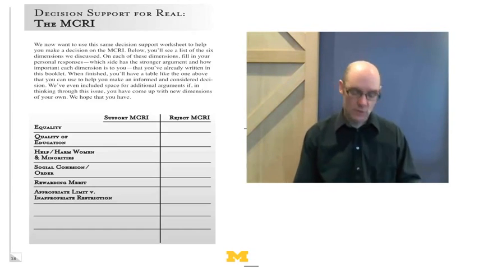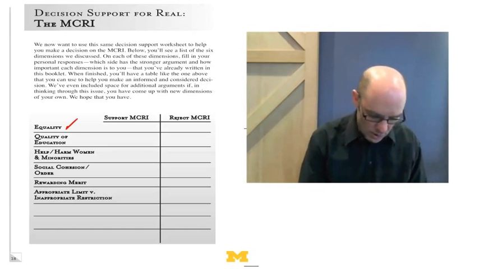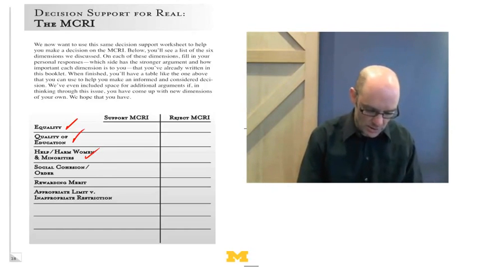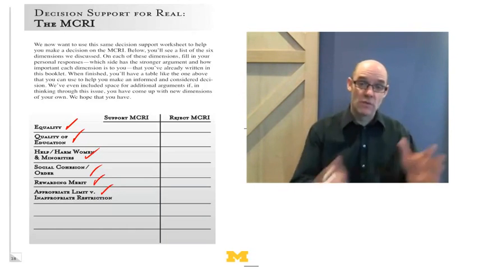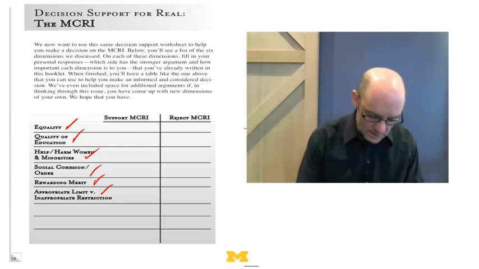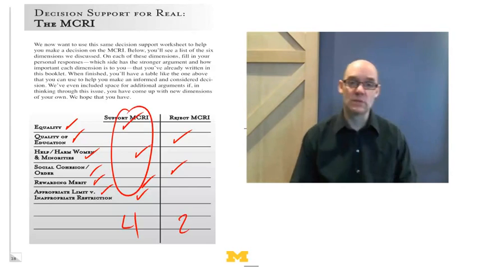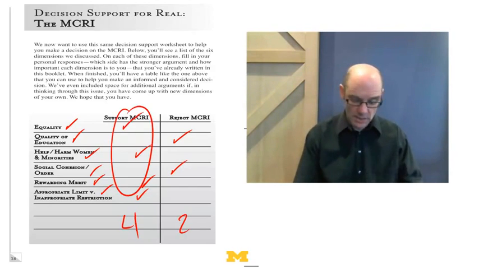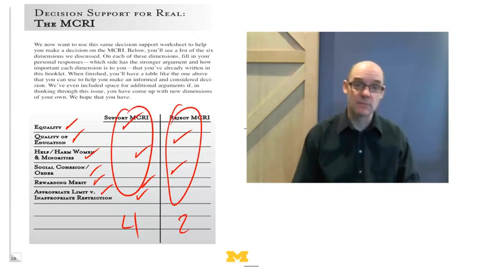For each of the different dimensions of this issue, such as how it was going to affect equality, the quality of education, help or harm to women, social cohesion, rewarding merit, and whether it was an appropriate limit or not, we wrote a guide that laid out the argument for the MCRI and against the MCRI. Then a person could go down each of these dimensions and say, I'm in favor of the MCRI, I'm against it, and so on, and then count up the columns and say, okay, there are 4 reasons why I should support it and 2 reasons why I should be against it. Or alternatively, someone might read through these and say, boy, on every one of these dimensions, I think we should reject the MCRI and vote against it.